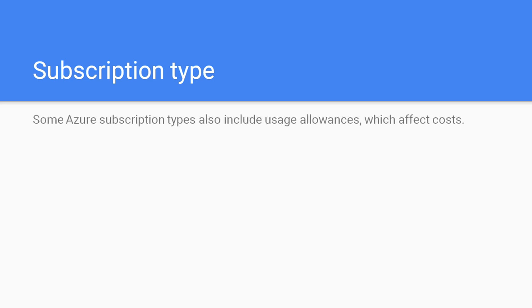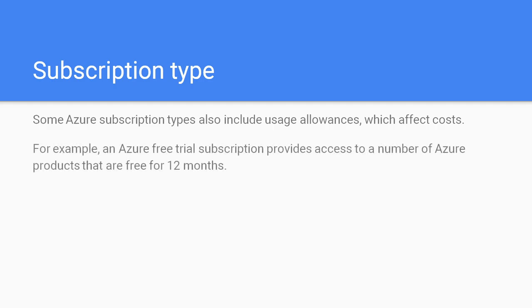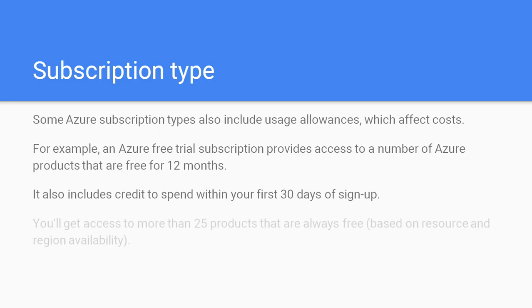Subscription type. Some Azure subscription types also include usage allowances, which affect costs. For example, an Azure free trial subscription provides access to a number of Azure products that are free for 12 months. It also includes credit to spend within your first 30 days of sign up. You will get access to more than 25 products that are always free, based on resource and region availability.